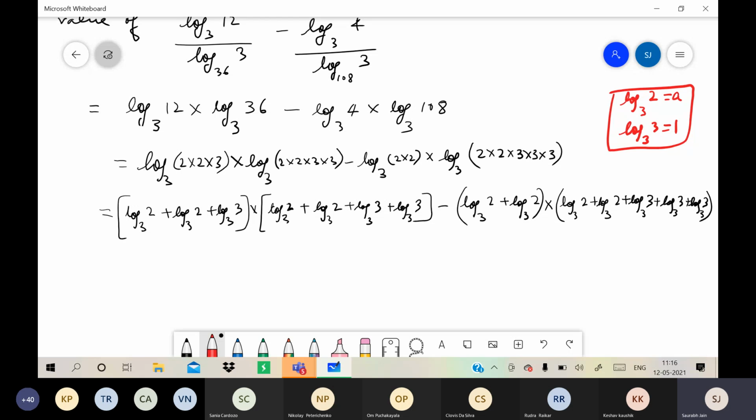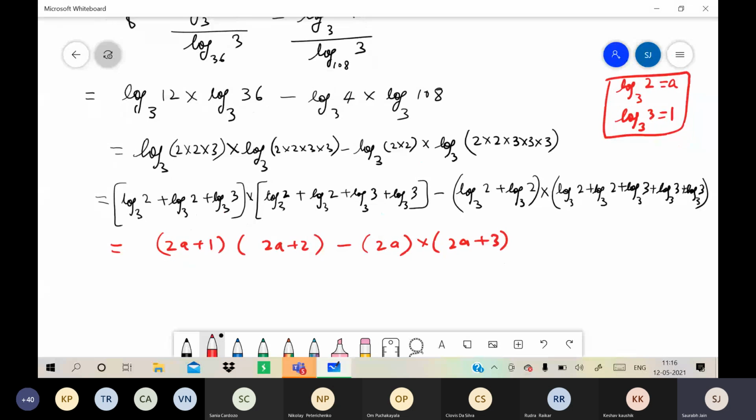Let us write it. So the first term will be 2a plus 1, because log 2 base 3 is a, so a plus 1, that is 2a plus 1. Similarly, the next term is a plus a, 2a, and 1 and 1, 2. Now the next term is a plus a, that is 2a, and similarly the last term is a plus a, that is 2a, and log 3 base 3, 1 plus 1 plus 1, that is 3.